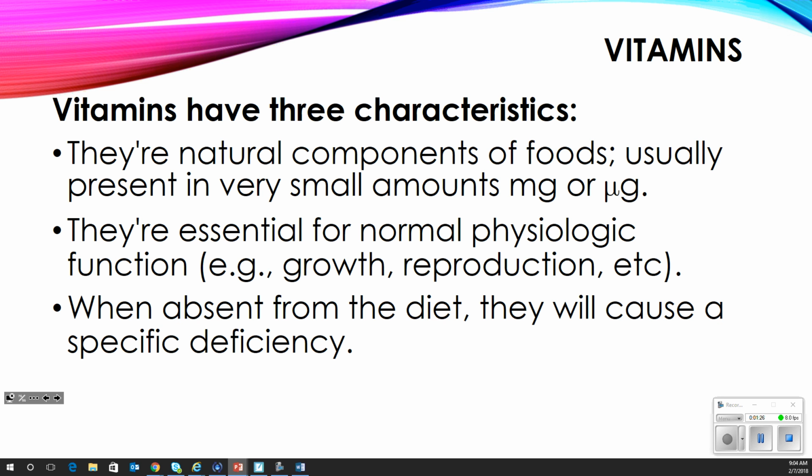So again, really quickly, there's three characteristics that vitamins have. They're natural components of food, usually present in very, very small amounts, milligram or microgram. They're essential for normal physiological function, for growth and reproduction and stuff. And when they're absent from the diet, they will cause specific deficiencies. If you need to, pause the video here, if you haven't got it down. I'm going forward now.